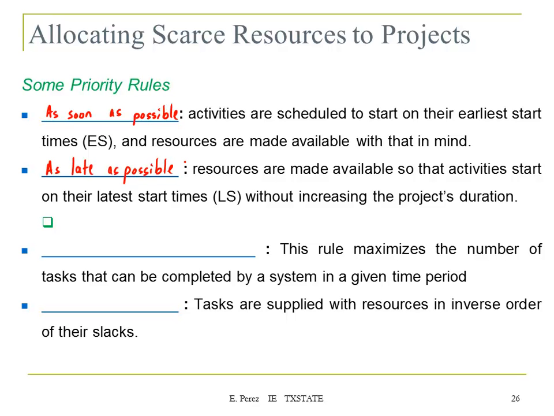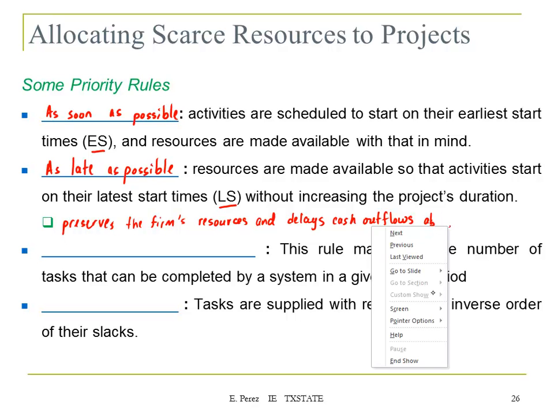In this one, the resources are made available so that activities start on their latest start time. And again, this is the notation that we were using in our networks, if you remember, without increasing the project duration. This preserves the firm's resources and delays cash outflows as long as possible.